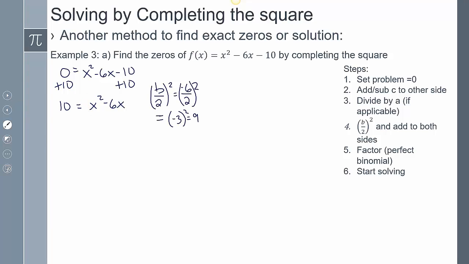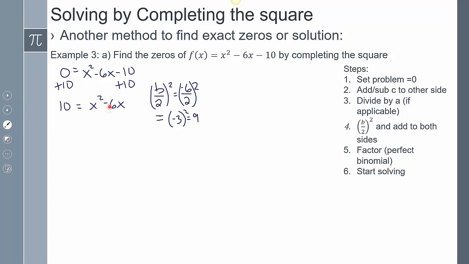In this case, there's no a to divide by, so I don't need to worry about that. And so now I'm going to do this thing called completing the square, which is why we call it completing the square. To complete the square, you take the b divided by 2 and square it, and you take that number and add it to both sides.